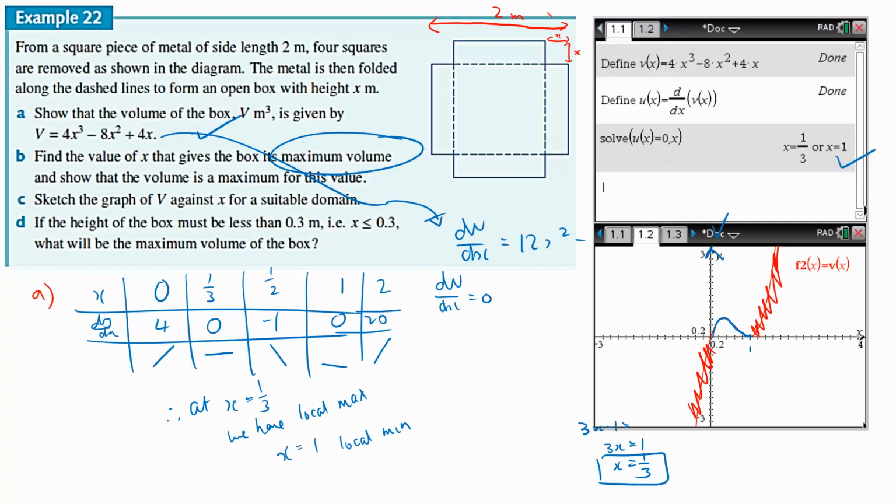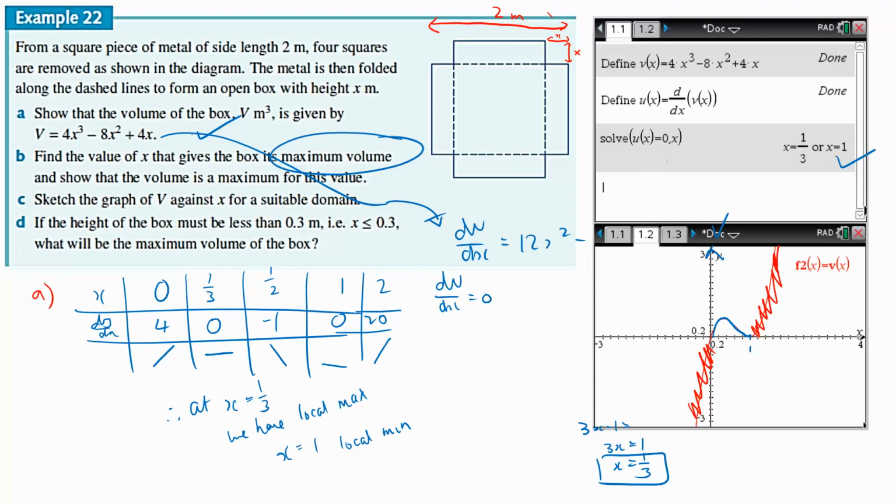But be mindful, we know that at 0 and 1, you can't have a volume of 0. You can't have a box with 0 volume. It doesn't make sense. So how do you show that you don't include 0 and 1? Good. Open circle. Okay, and that's what a lot of students miss out on.